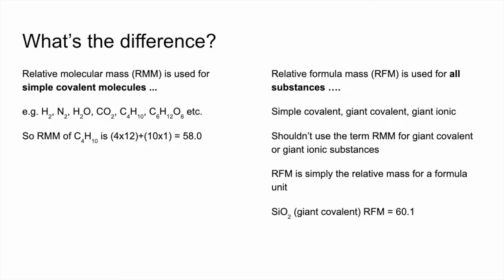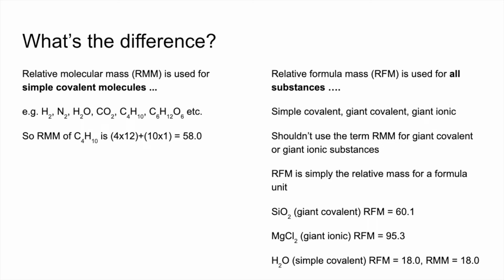So something like silicon dioxide, SiO2, that's a giant covalent substance, so its RFM, its relative formula mass, is 60.1, so that's from the 1 silicon and the 2 oxygens. Magnesium chloride is a giant ionic substance. Its RFM is 95.3 from the 1 magnesium and the 2 chlorines.